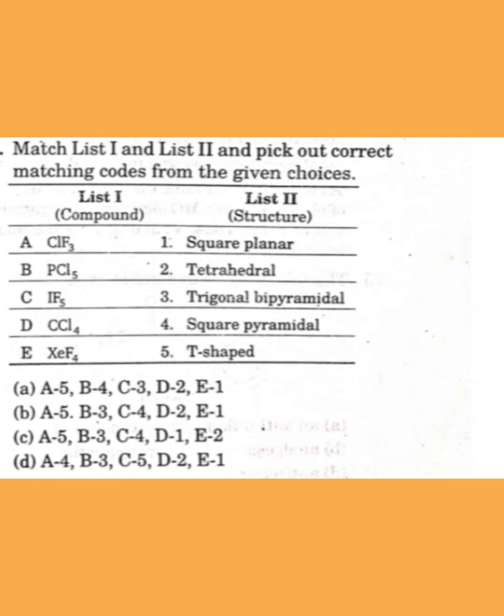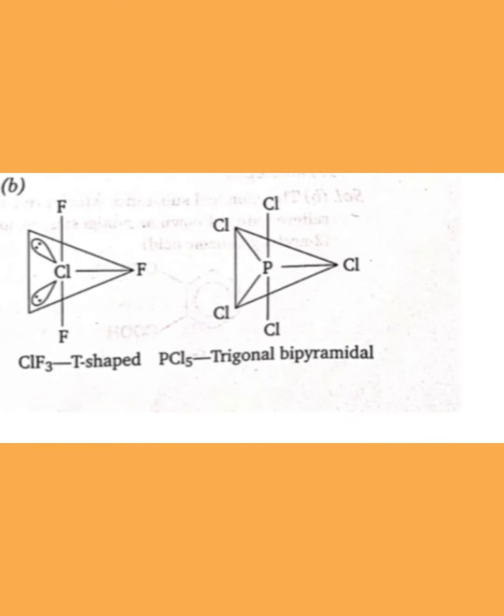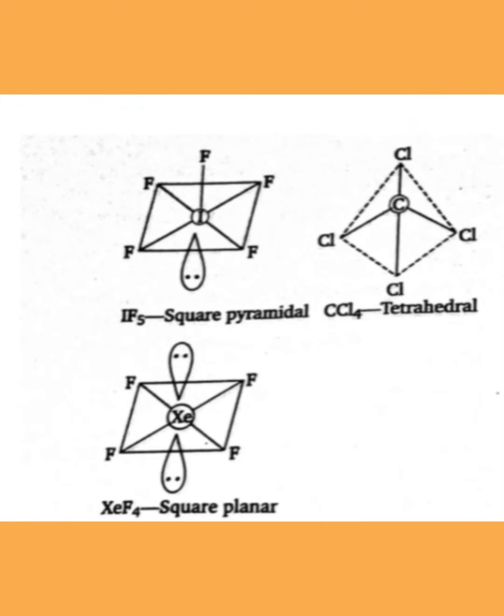Match list 1 and list 2 and pick out correct matching codes from the given choices. The correct answer is option B. That is ClF3 is T-shaped, PCl5 is trigonal bipyramidal shape, IF5 is square pyramidal shape, CCl4 is tetrahedral in shape, XeF4 is square planar in shape.